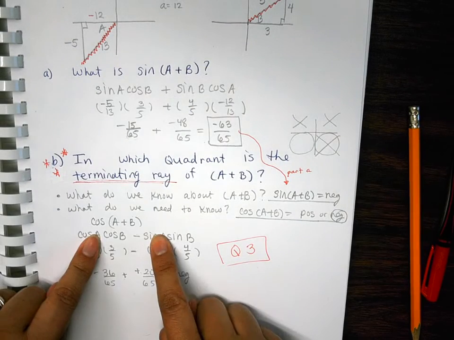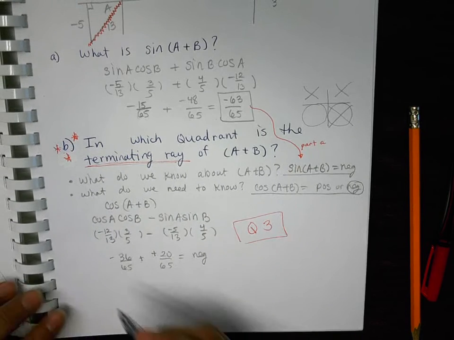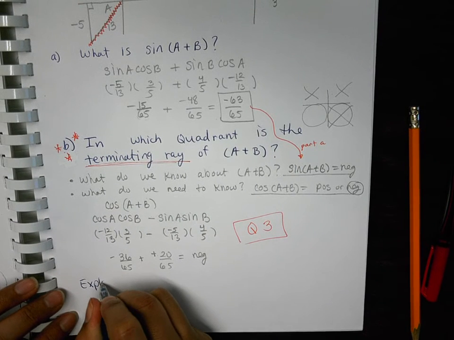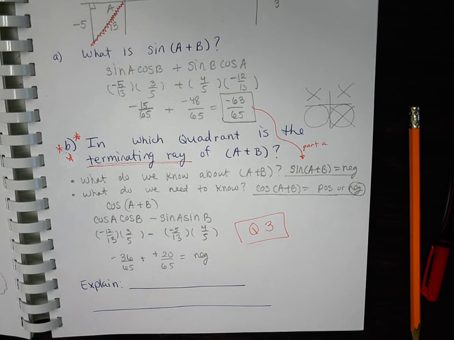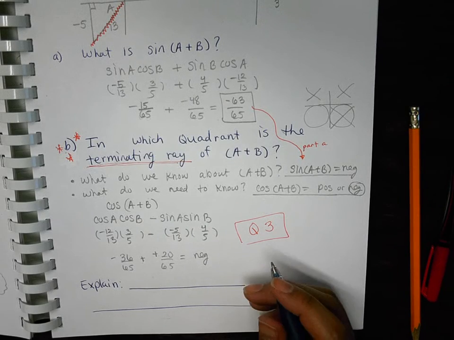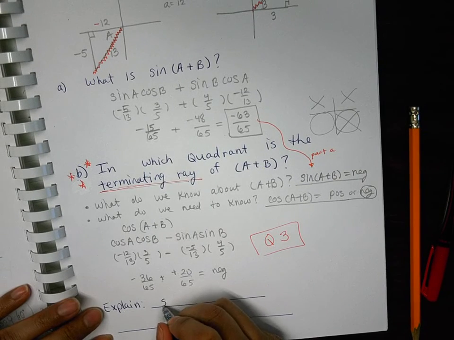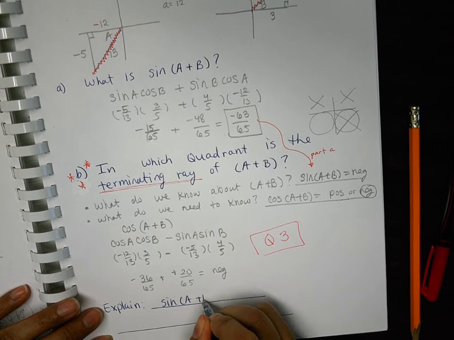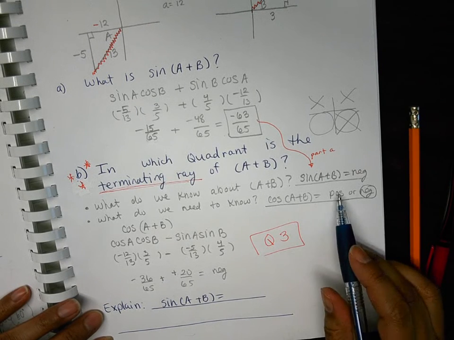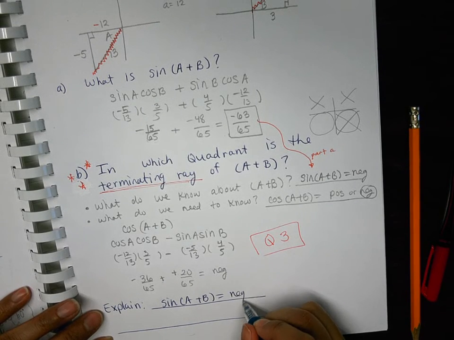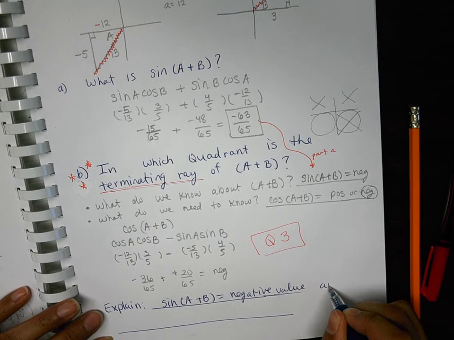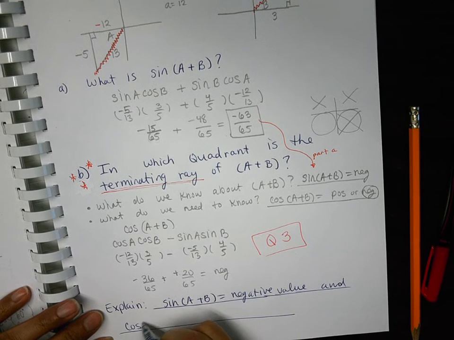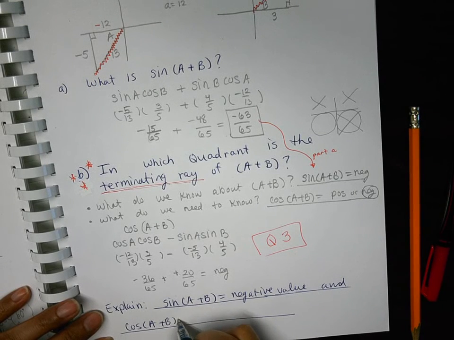And now for your reasoning. Explain. Okay. You're going to tell me how you knew it was in quadrant 3. In words. So anyone? Okay, hold on. He went too fast. Sine of A plus B is what? Negative. Negative value, whereas cosine of A plus B equals, is that also a negative value?